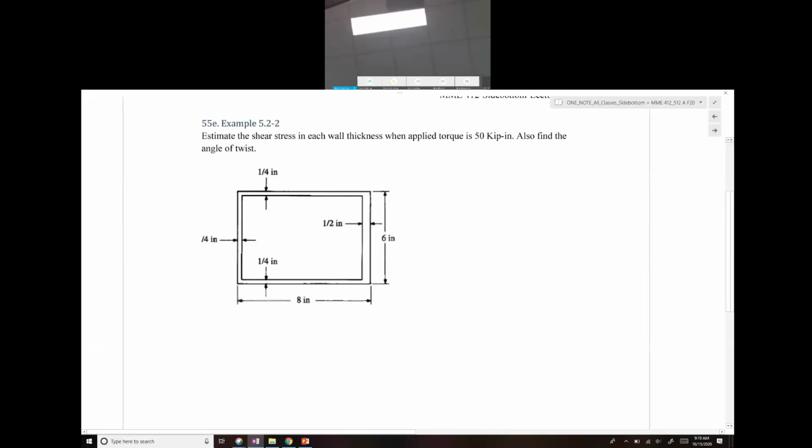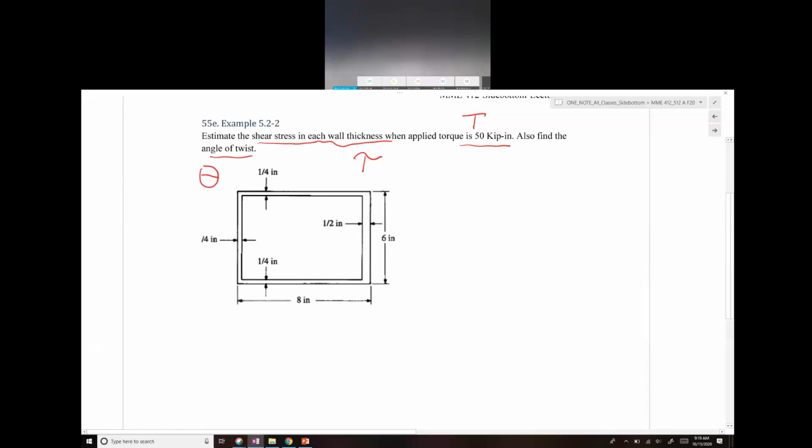Let's do an example problem for a single walled section. The first part of the problem asks us to estimate the shear stress in each wall thickness when the applied torque is 50 kip inches. So we want to find what tau is in this case. The second part asks us to find the angle of twist for the section. So that would be finding phi.